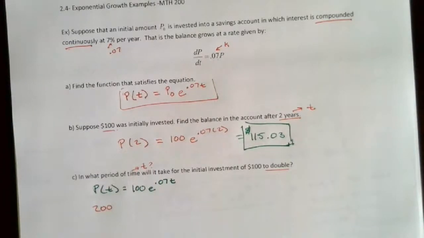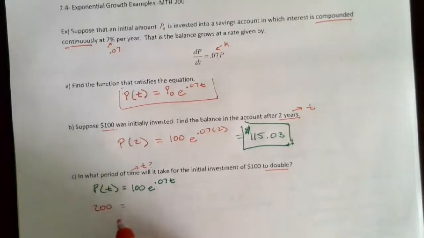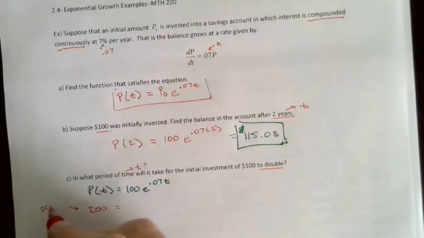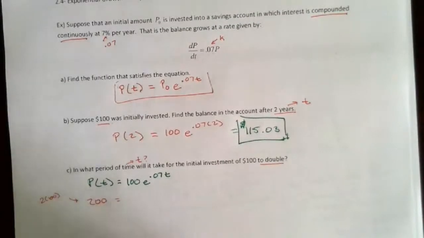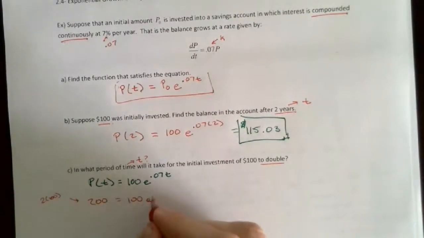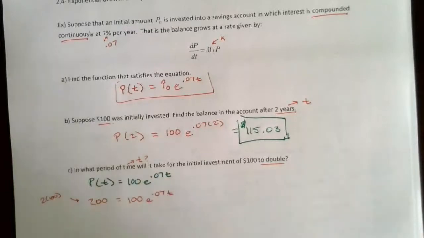So this 200 here is just 2 times the 100. Make sure you know where I'm getting this from. The doubling time means we want 200 on this side to equal 100 e to the 0.07t.